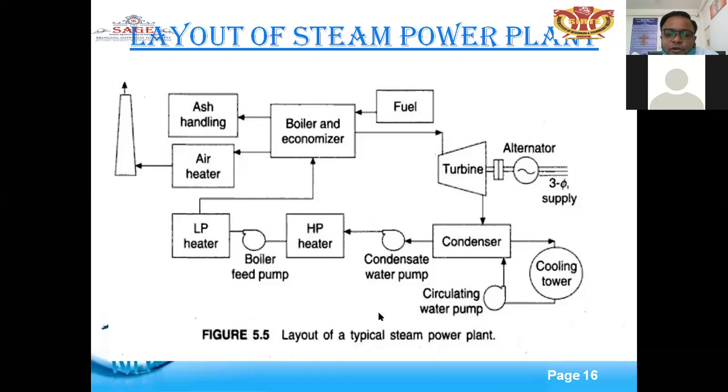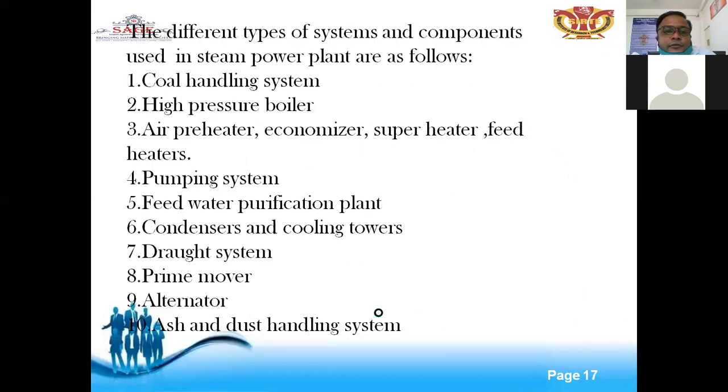This is a typical layout of a steam power plant. The different types of systems and components used in the steam power plant are as follows: coal handling system, high pressure boiler, air heater, economizer, superheater, feed heater, pumping systems, feed water purification plants, condenser and the cooling towers, draft system, prime mover, alternator, ash and dust handling system.